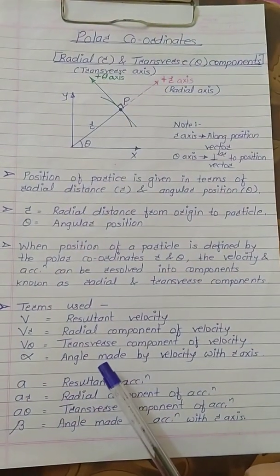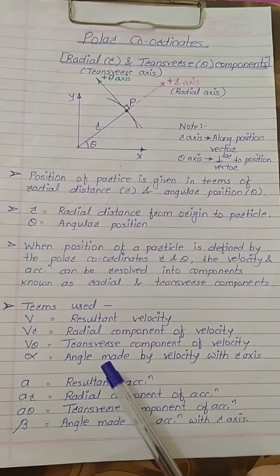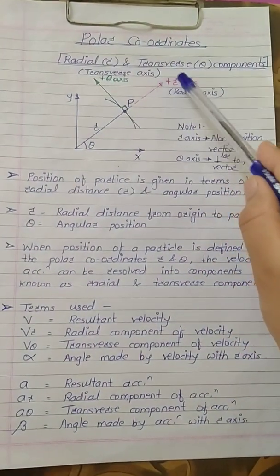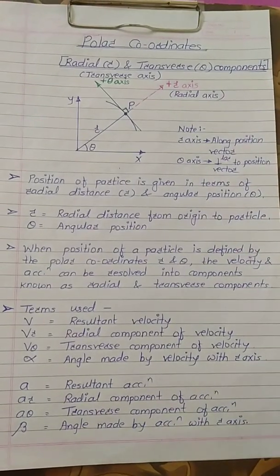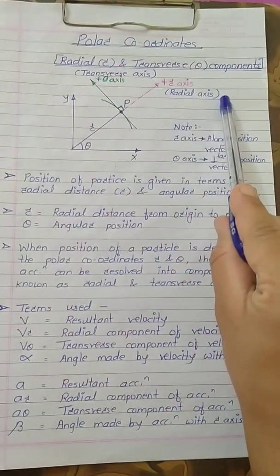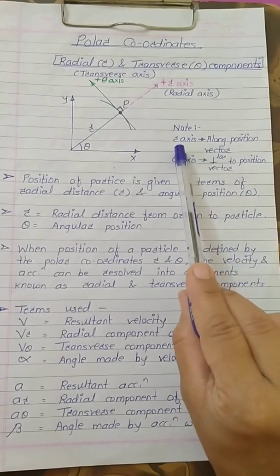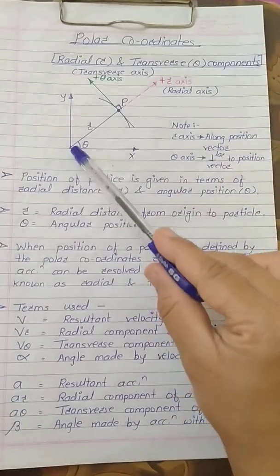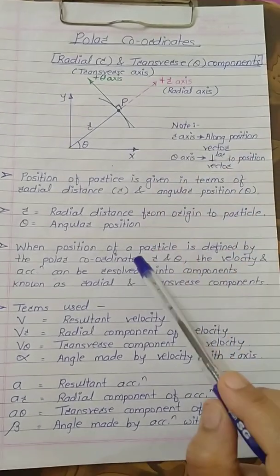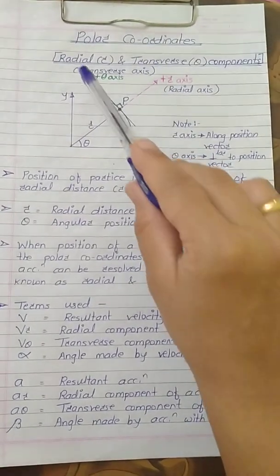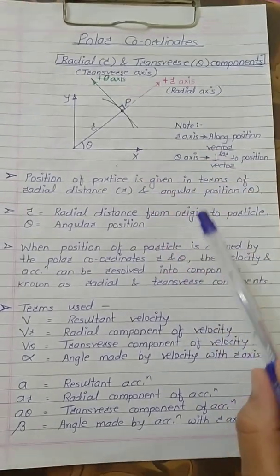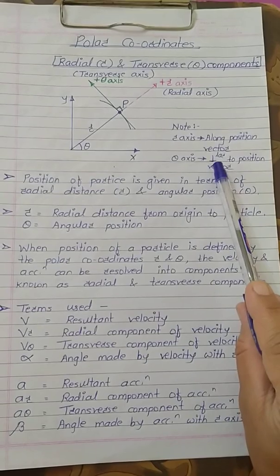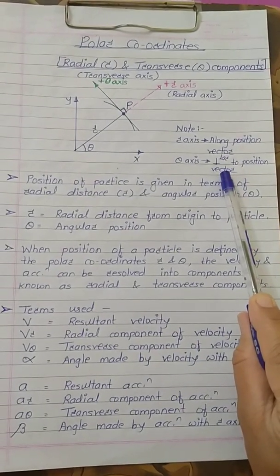Now how to get r axis and theta axis? Look, you have to extend this r line ahead to get positive r axis, which is also known as radial axis. So remember this, r axis is always along position vector. Okay, now transverse axis is perpendicular to your r axis. So theta axis means transverse axis is always perpendicular to position vector.